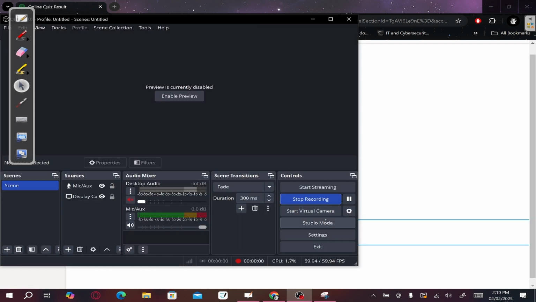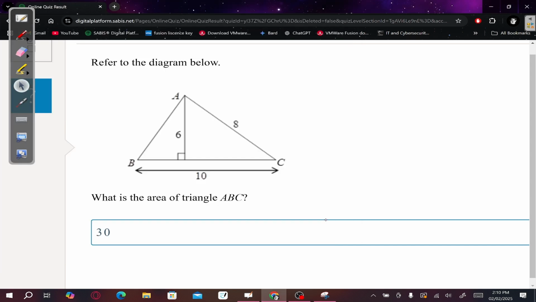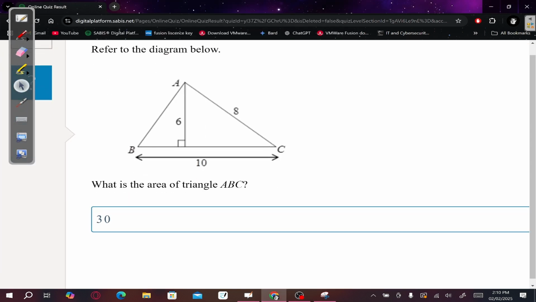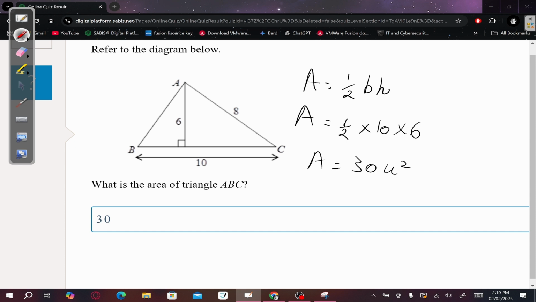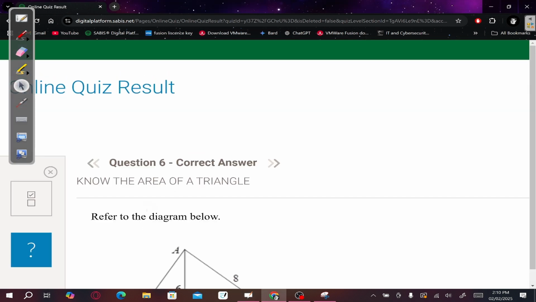Okay, these are okay. So, question 6. Refer to the diagram below. What is the area of triangle ABC? This is a very quick question. Area is equal to half base times height. So the area is equal to half times 10 times 6. So it's gonna be half times 60, which is 30 units squared. Okay, on to question 7.